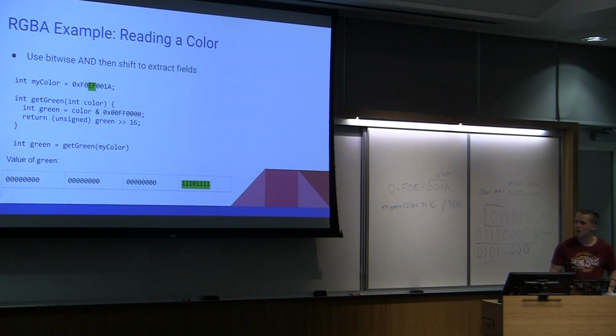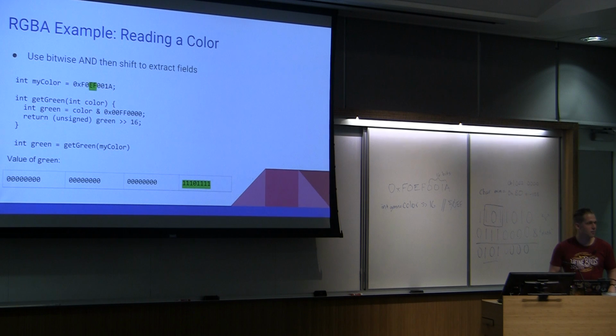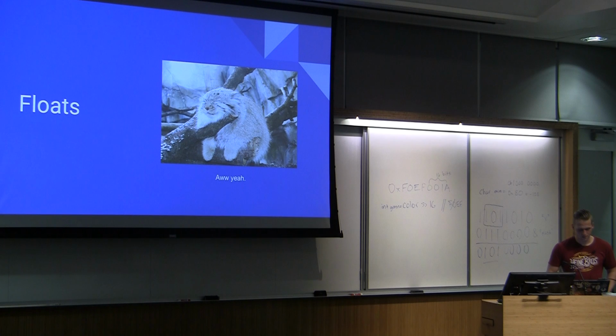So any questions about getting values out of a bit vector? Okay, cool. So that's all I have for the bitwise operations. We can come back to them if anyone thinks of a question, but I'm going to move on to floats. So the cat is happy about floats.